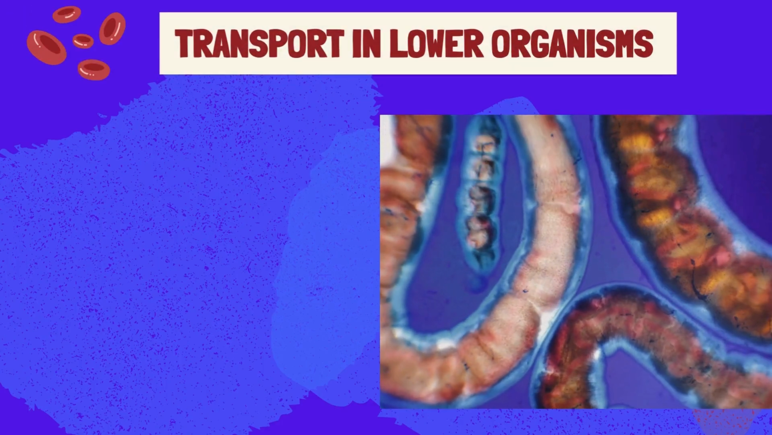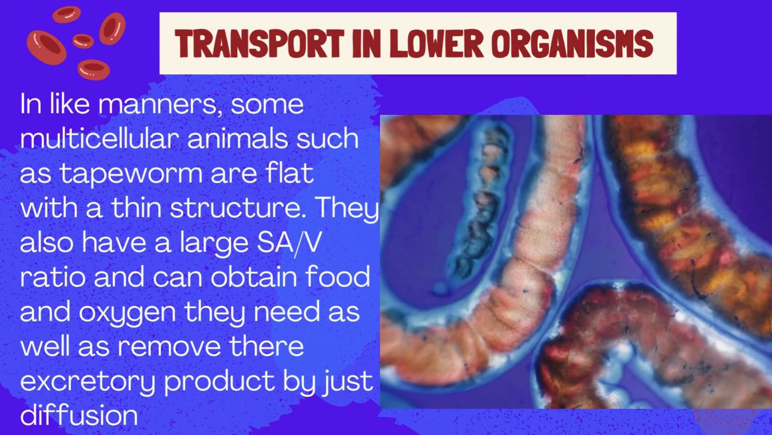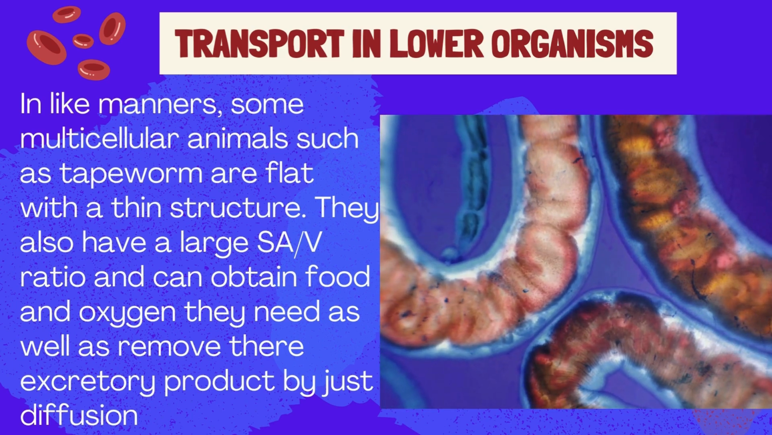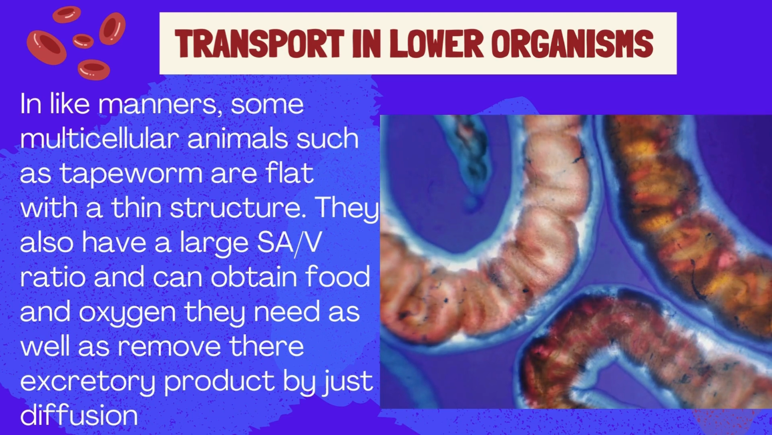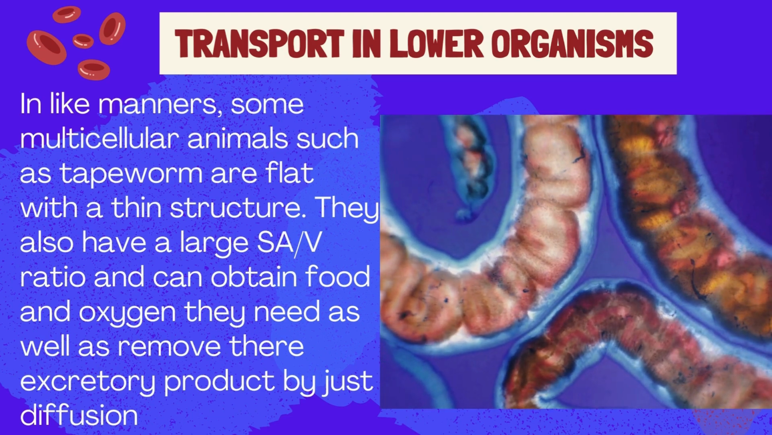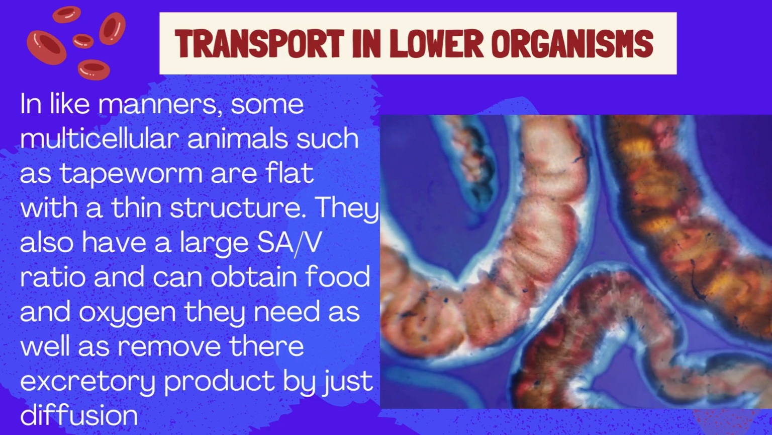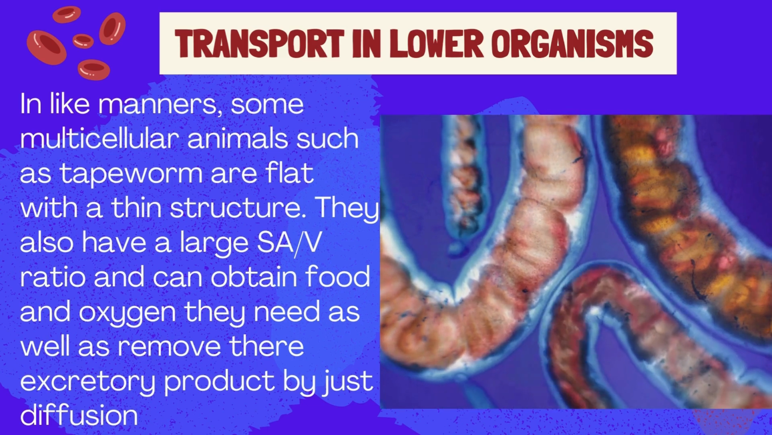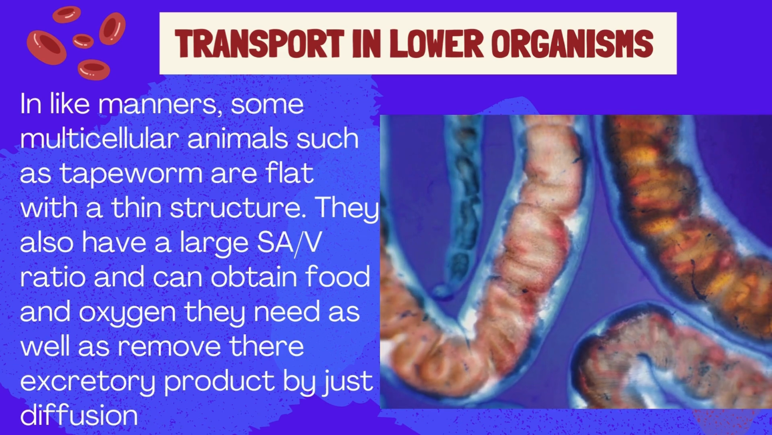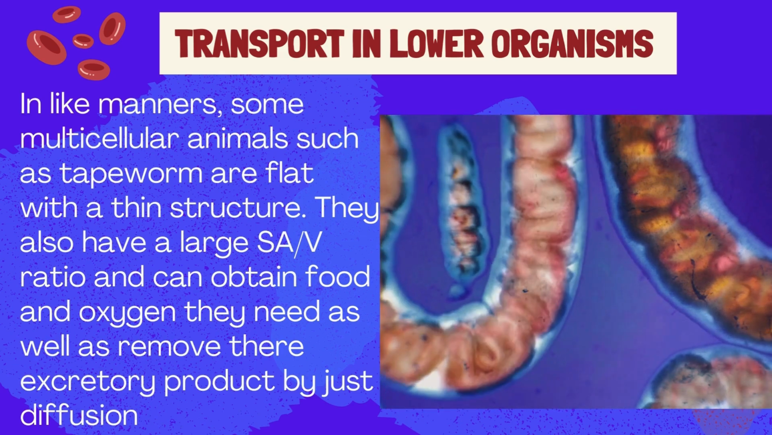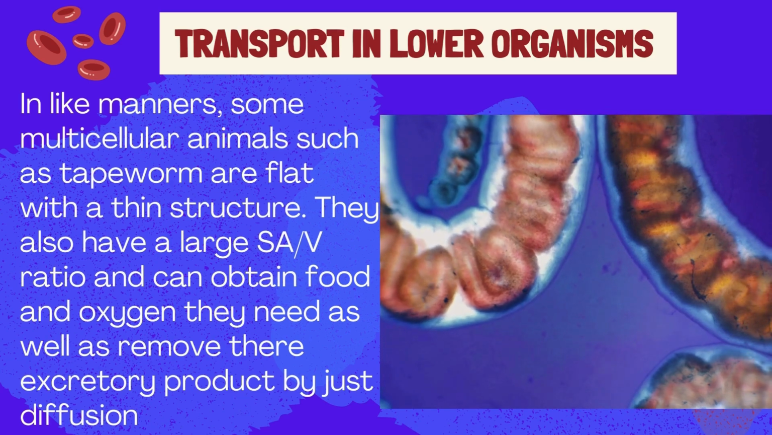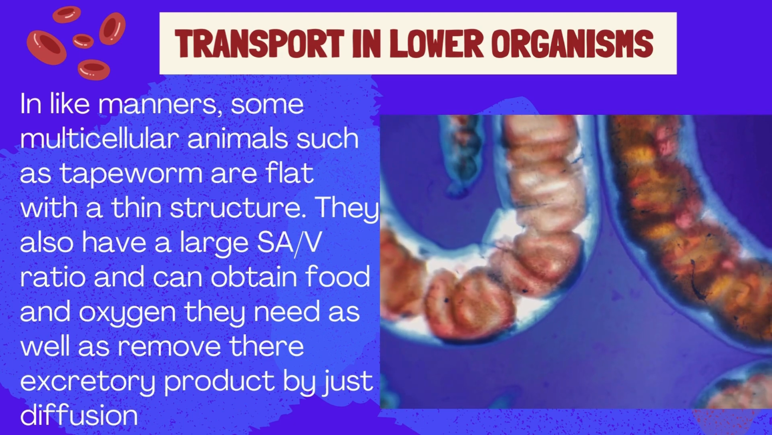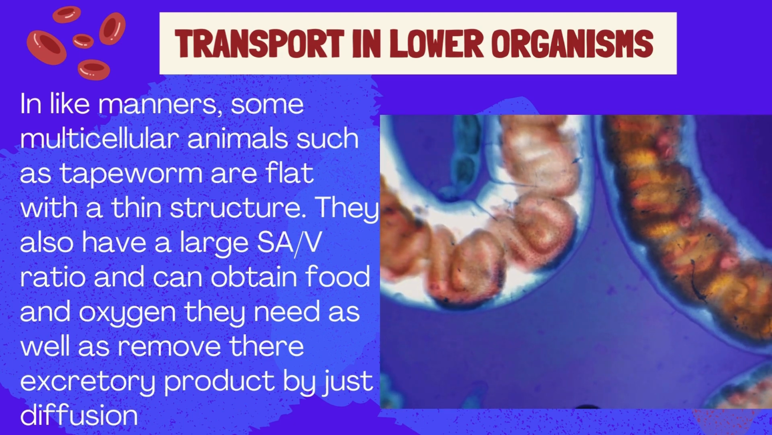Now, in the same manner, some simple multicellular animals such as tapeworm are flat and they have a thin structure. They have a large surface area to volume ratio and can also obtain food and oxygen that they need, as well as remove their waste products by simple diffusion alone. Therefore, diffusion alone is an adequate means of exchanging materials in small animals because the surface area to volume ratio is great.